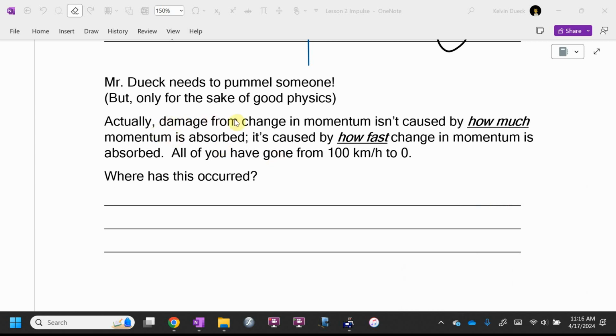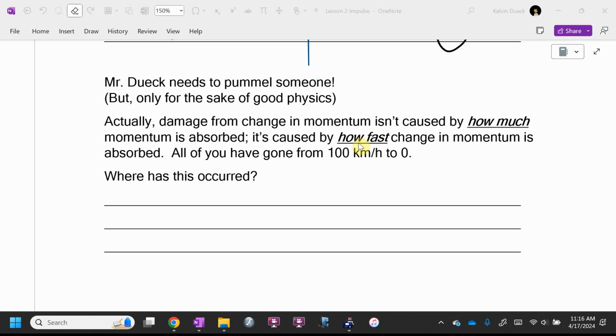So damage from change in momentum isn't caused by how much momentum is absorbed, it's how fast the impulse occurs. All of you have gone from 100 kilometers per hour to 0. When? Every time you leave the freeway. You go on an off ramp, that takes some time. Then you slow down a bit more. That takes some time. Then you get on a city road at 60 kilometers per hour, slowing down some more. Then you turn into your subdivision. Now you're at 40 kilometers per hour, slowing down some more. Then you turn into your drive.